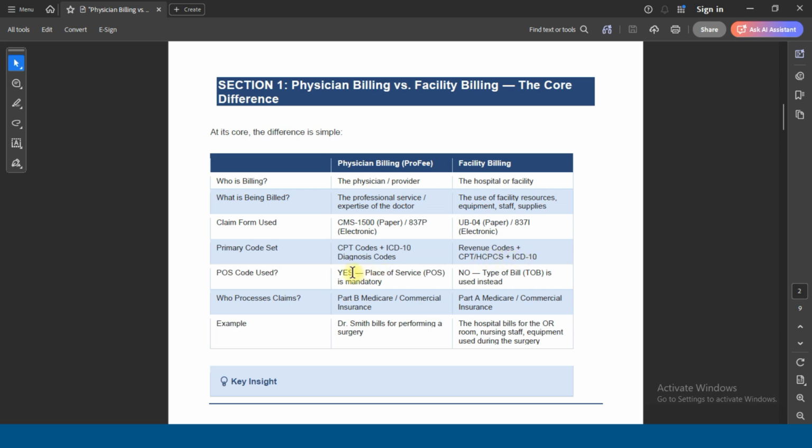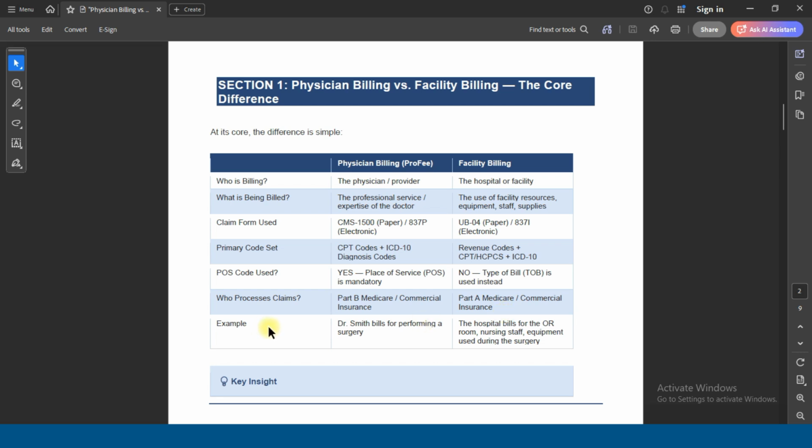Next, POS code used. In physician billing, you will use place of service, which is mandatory for physician billing. In facility billing, you will not use POS. Here you will use type of bill or TOB. Who processes claims? In physician billing, Part B Medicare and commercial insurance. In facility billing, Part A Medicare and commercial insurance.